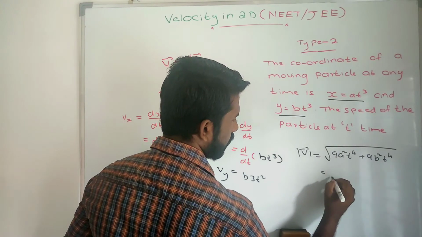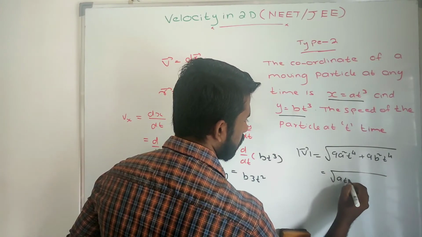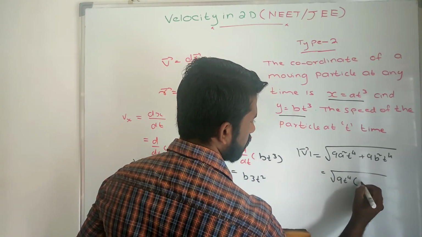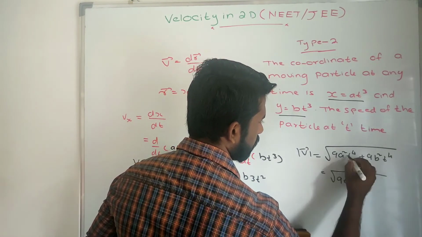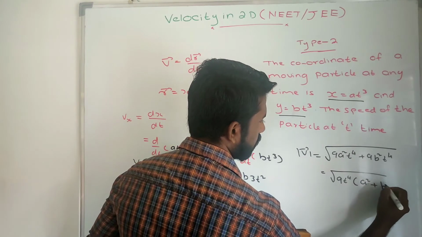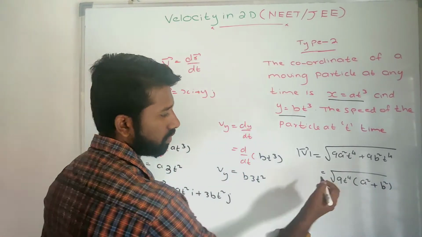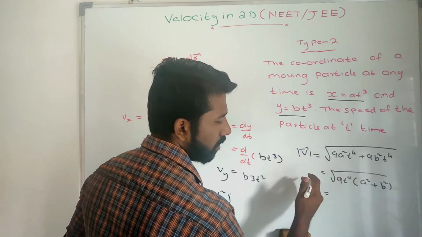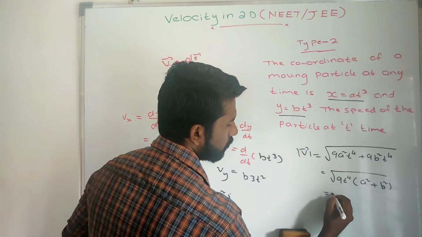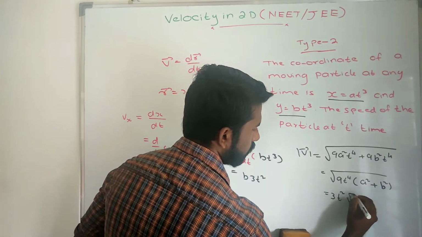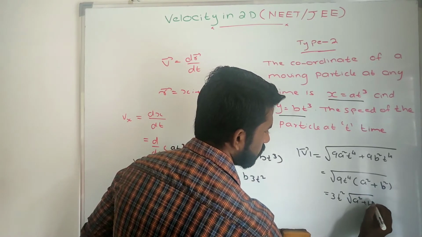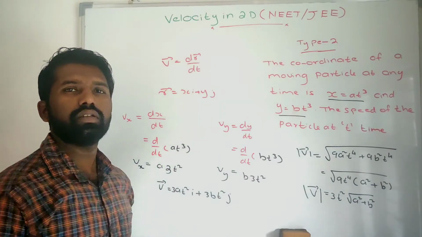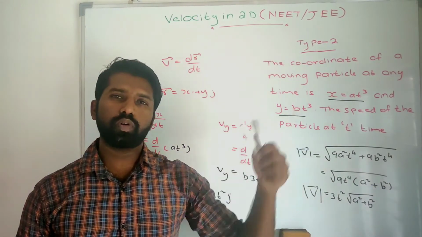Okay, from these two terms, 9t power 4 is common. That we can take outside. Remaining here is a square and here b square. So 3t square into square root of a square plus b square. This is the speed. Okay, this is about a type 2 problem.